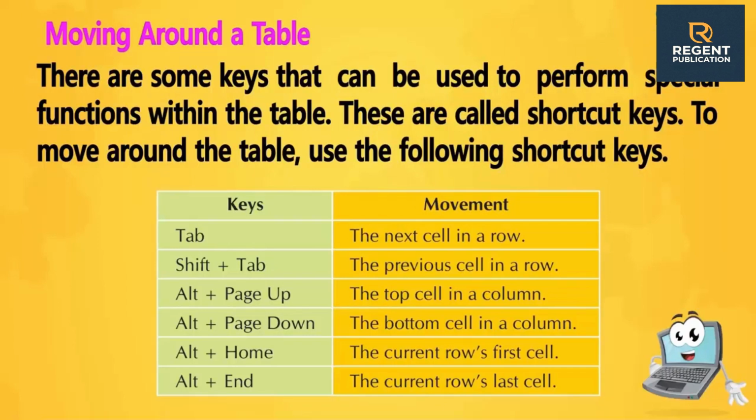Alt plus page up, the top cell in a column. Alt plus page down, the bottom cell in a column. Alt plus home, the current row's first cell. Alt plus end, the current row's last cell.